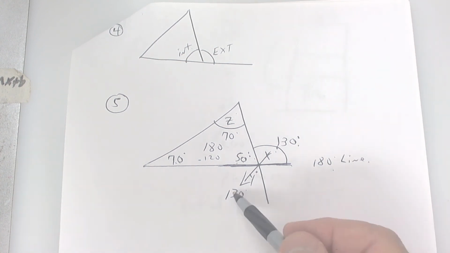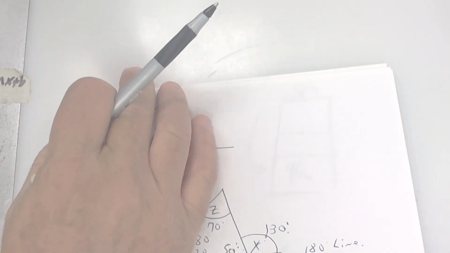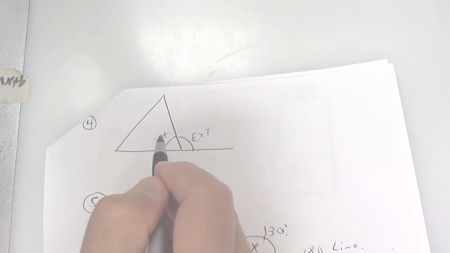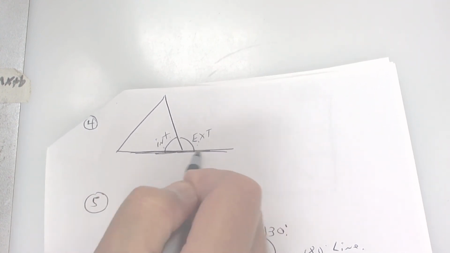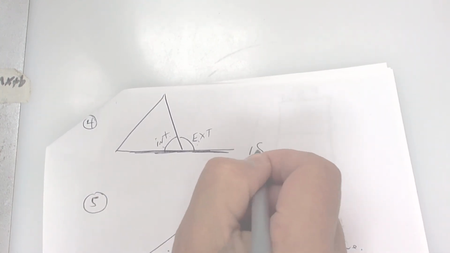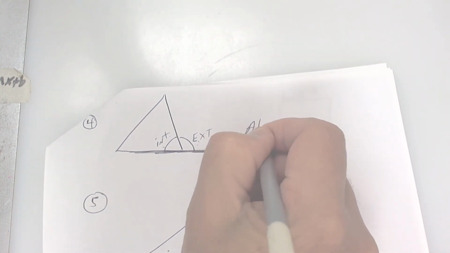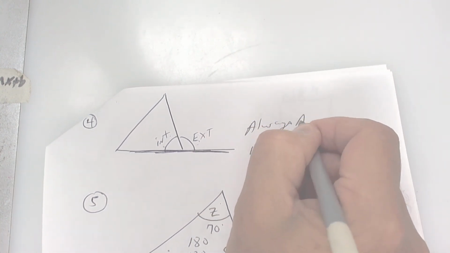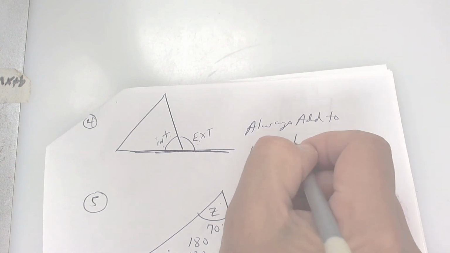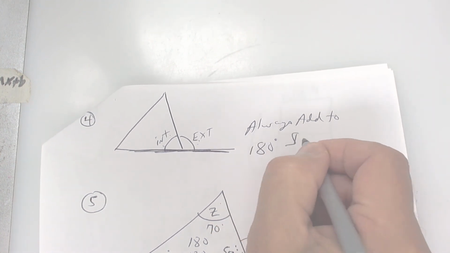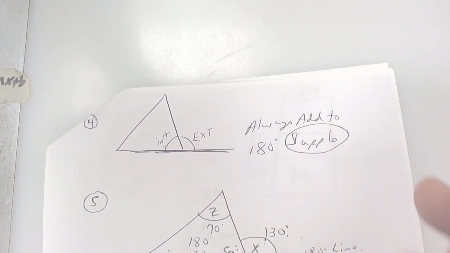Okay, vertical angles. Now, what do you know about an exterior angle and an interior angle? They always add up to 180. Write that down. Always add to 180. They are supplementary. Make sure you know that word, just like you need to know bisect.